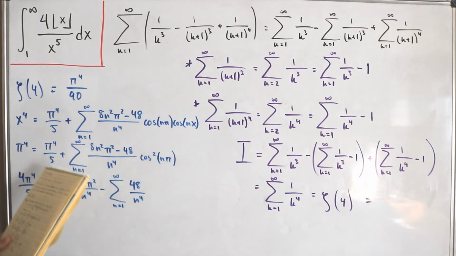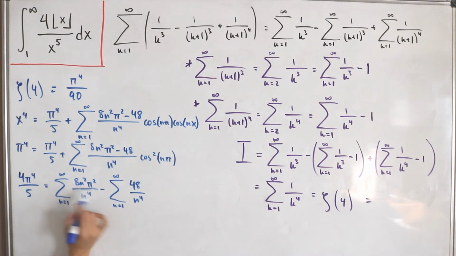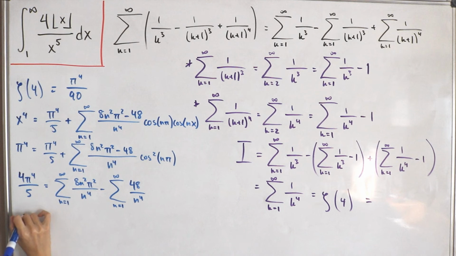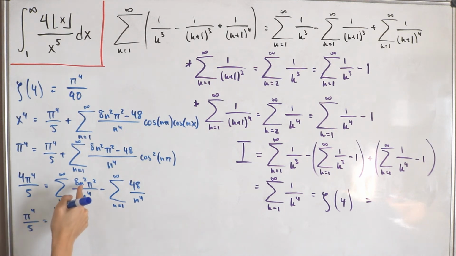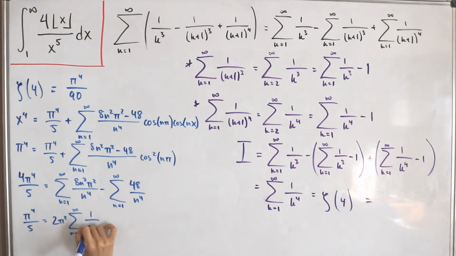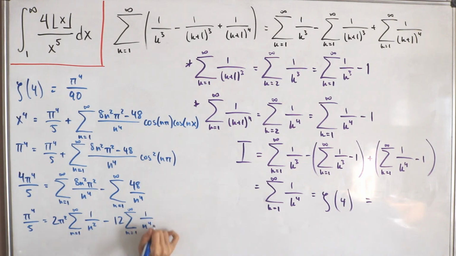And then I can actually factor out the 4 from both of these sums and divide both sides by it, so I'll just cancel out the 4 from the numerator, leaving pi to the power 4 divided by 5. And then factor this out, that cancels the n squared from the top and just leaves an n squared on the bottom, yielding us now with just 2 pi squared multiplied with the infinite sum, n equals 1 of 1 divided by n squared, and then subtract now 12 times the infinite sum, n equals 1 of 1 divided by n to the power 4.